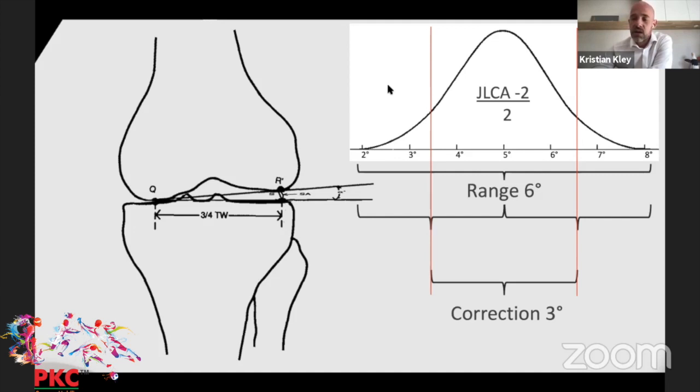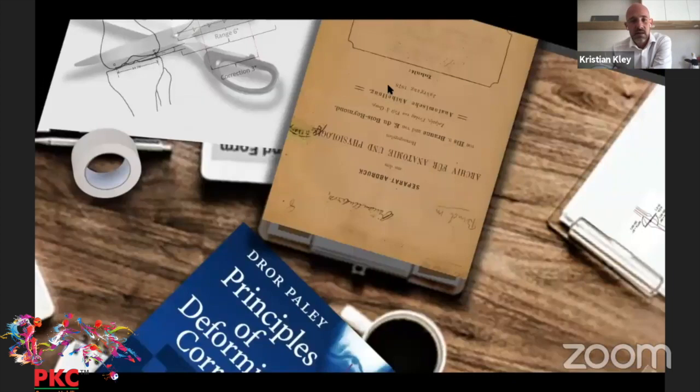So if you now reduce, let's say you plan 12 degrees, by 3 and end up at 9, then you can be quite sure that you have not ignored the possibility that the joint line may react from these 8 degrees of JLCA. But you can also be quite sure that you have not over-anticipated it. So therefore, this equation, JLCA minus 2 divided by 2, is quite a golden standard to meet it in the middle. So this is the most complex part of everything.